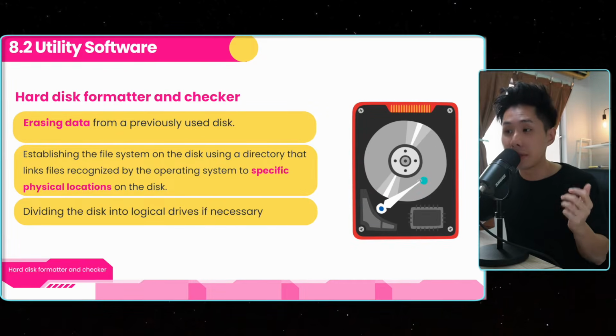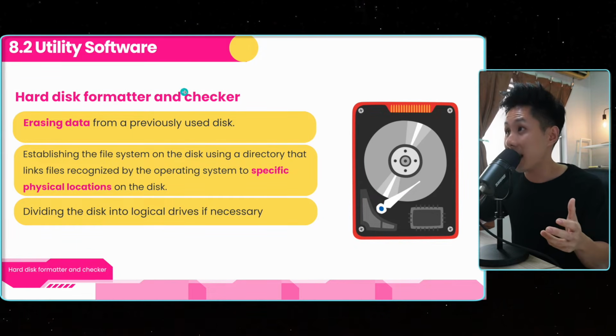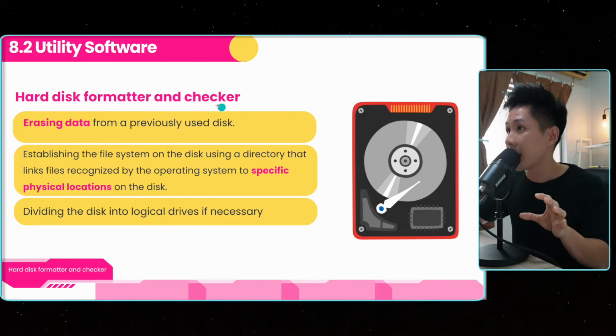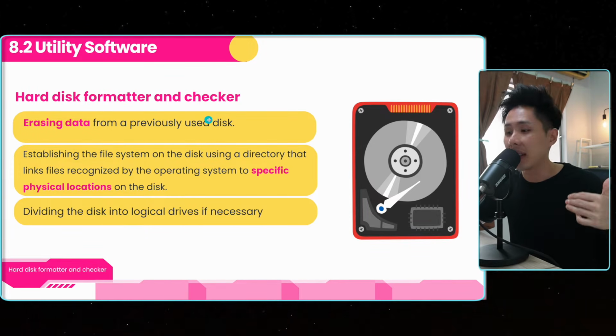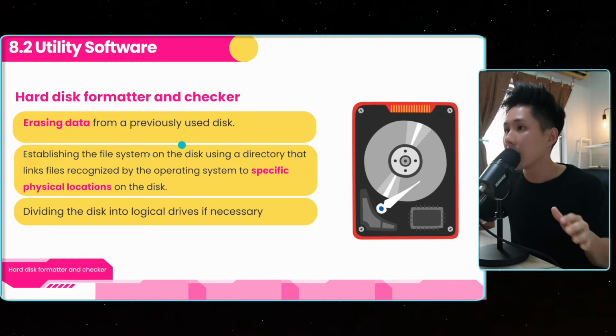So I want to show you a few examples of utility software. The first one is the hard disk formatter and checker. The formatter will erase all the data. Let's say you are buying a second-hand laptop. This is what the hard disk formatter will do, just erase everything, formatted.